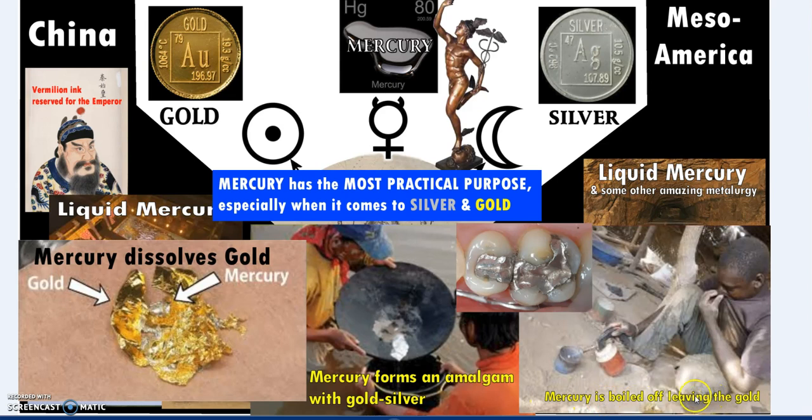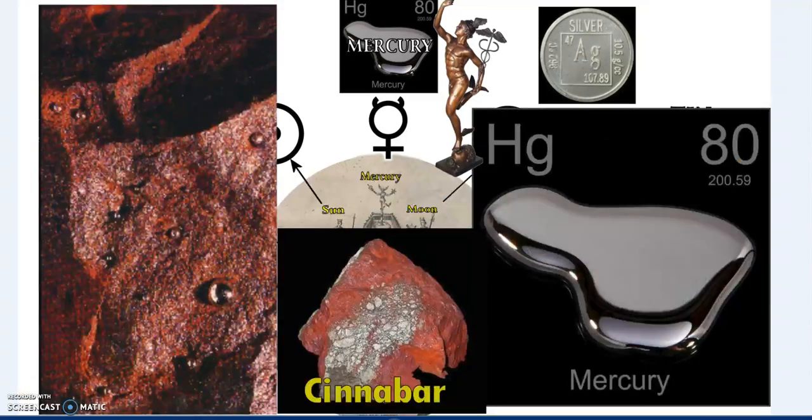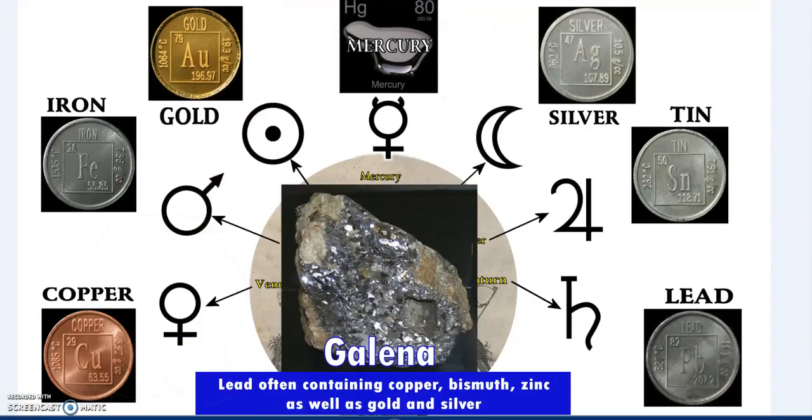Then you just boil the mercury away, and because gold has a much higher melting point than mercury, the mercury boils off, and you're left with gold or silver ore from there. So that's how you extract it. Liquid mercury is very important in metallurgy, still, as it was back then.